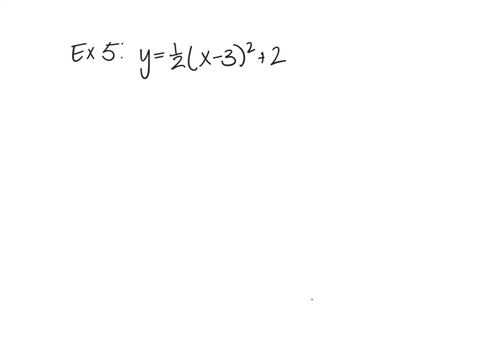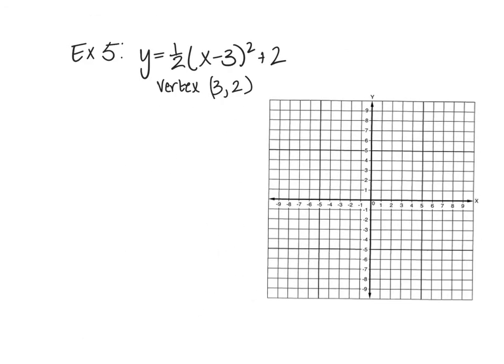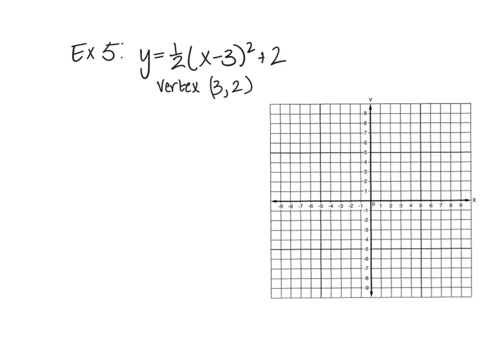Okay, and our last example, y equals 1/2 times (x minus 3) squared plus 2. So we have a vertex at 3, 2, because remember that translation is right 3 and up 2. And then our a is 1/2, but we're just going to use that as we fill out the table. So we're at 3. And my axis of symmetry is x equals 3, because this point's at 3, 2. And then we're going to make our table.